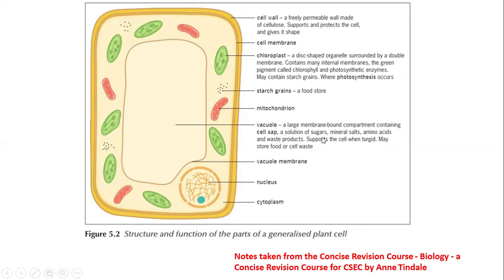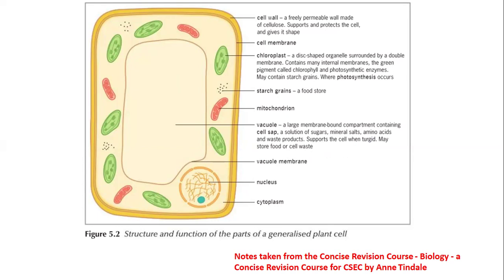A solution of sugar, mineral salt, amino acid, and waste product that supports the cell when turgid and may store food or cell waste. And you notice how it's big because plants don't really move, so they'll have to store water, right? In case of a drought or anything. So their vacuole will be bigger.